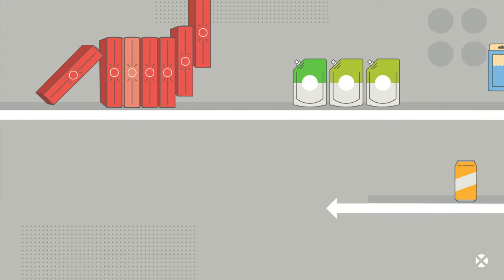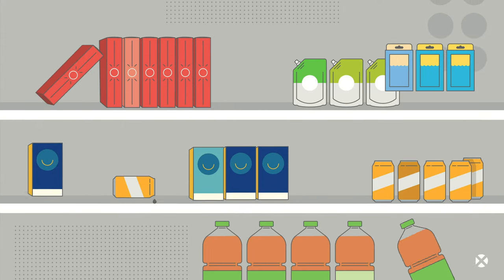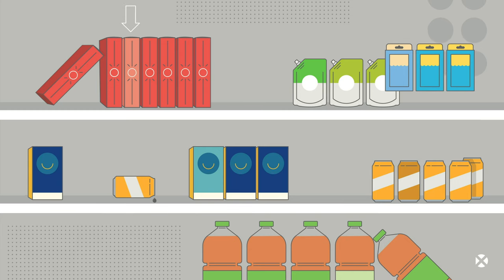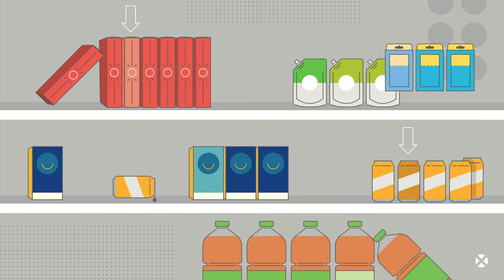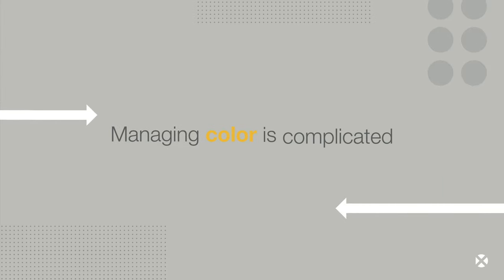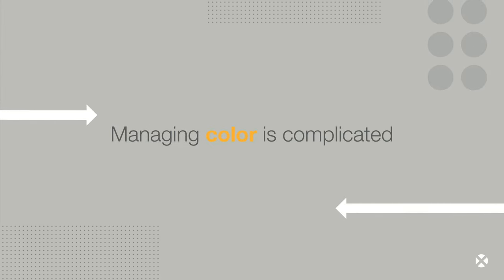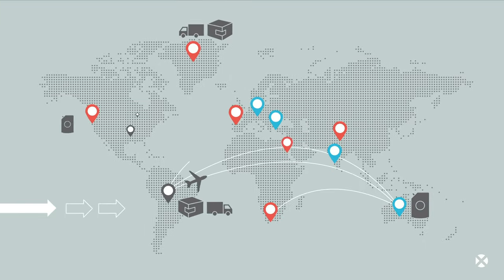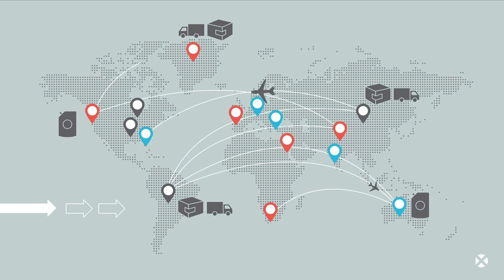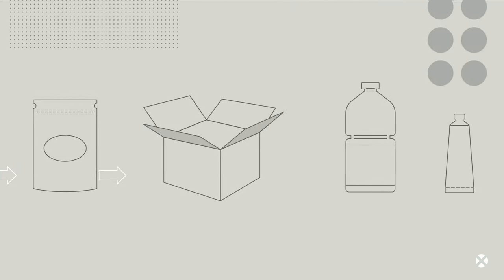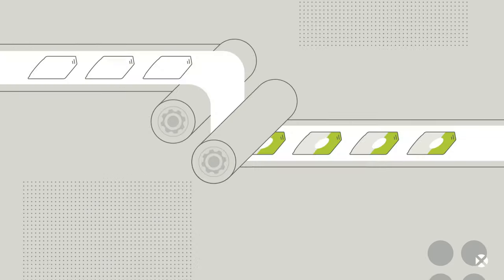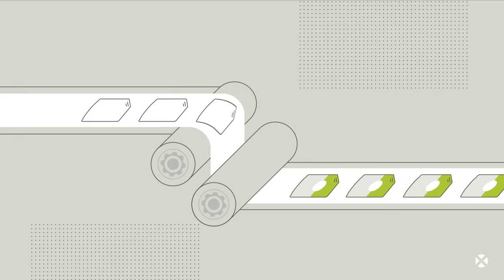Thousands of new product and package designs hit the shelf every year. And when the color doesn't look right, there's a good chance the buyer thinks something's wrong with what's inside. Managing color is complicated, especially today with complex packaging supply chains and suppliers around the globe. Not to mention the variety of substrates, ink systems, print processes, and pack types.